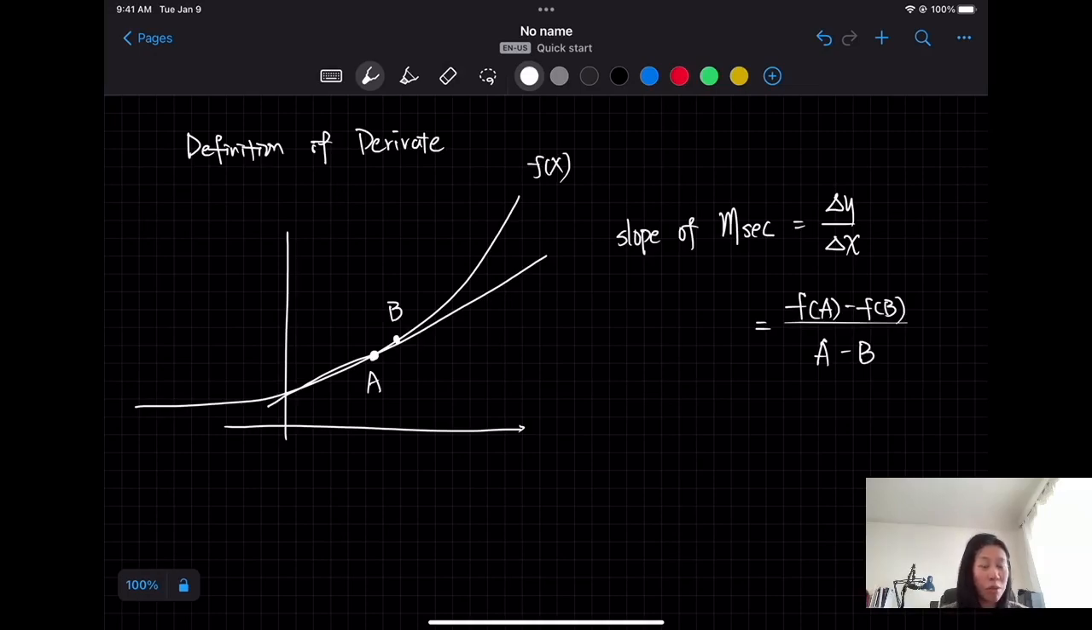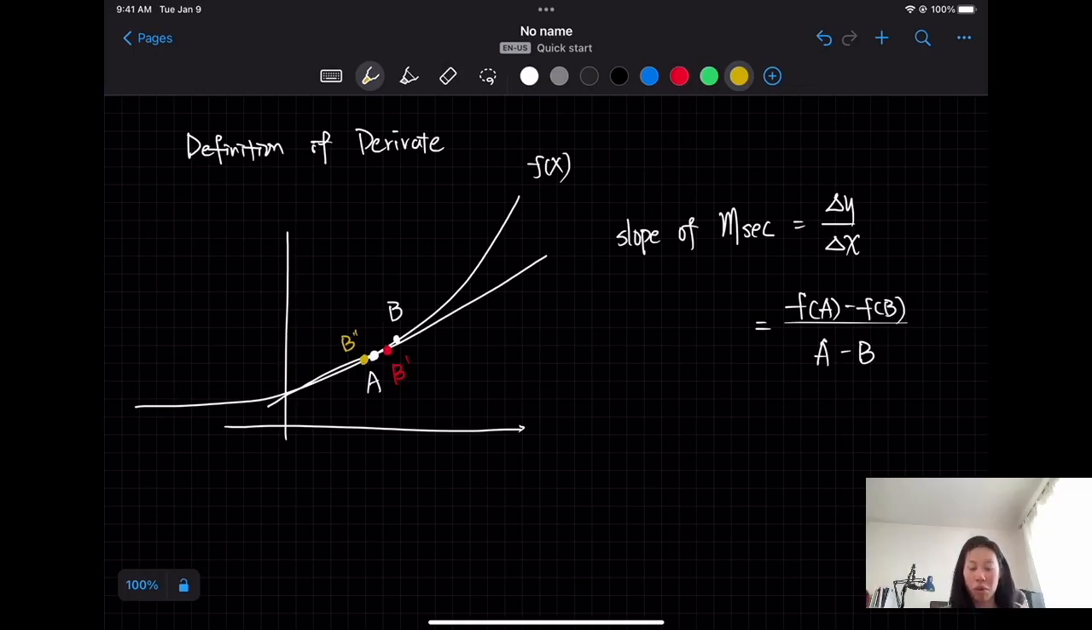To get the slope of a tangent line, we want the distance between A and B to be as small as possible. Let's say this is our first B, and then we find another B even closer, B prime. The secant line A, B prime is going to become a better estimation for the tangent line at A, right? Or we can find something even closer. They could be on the other side, such as B double prime. This will give you a better estimation.